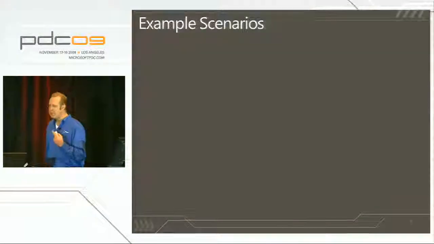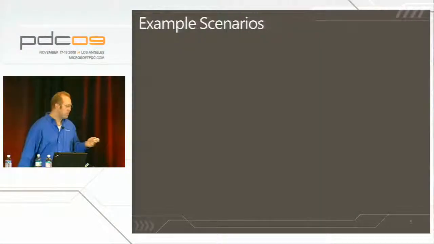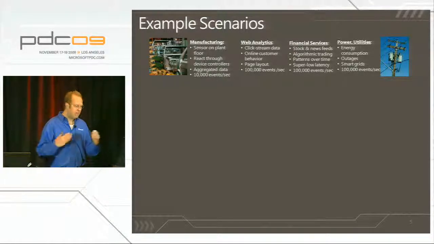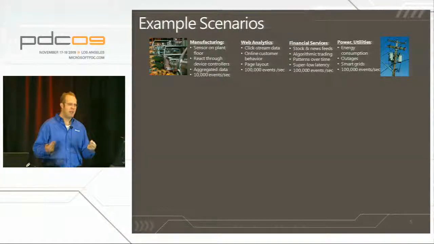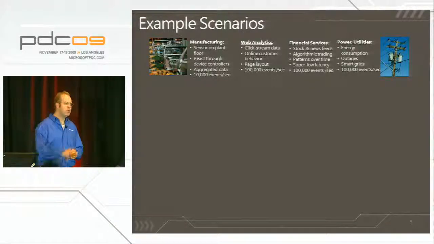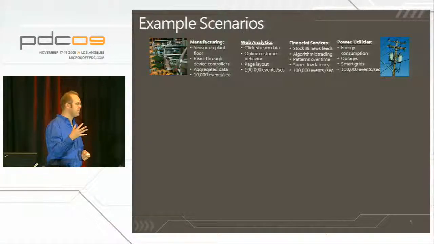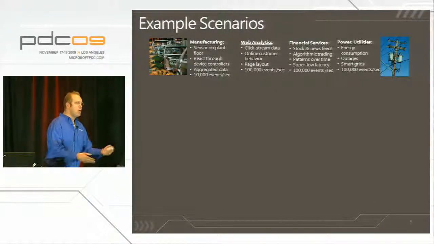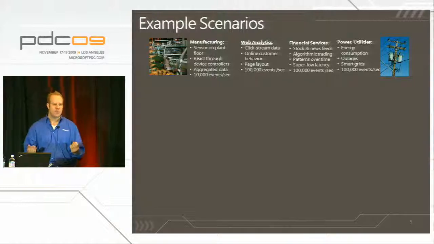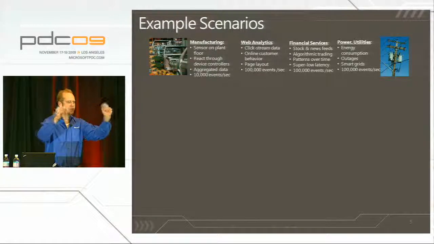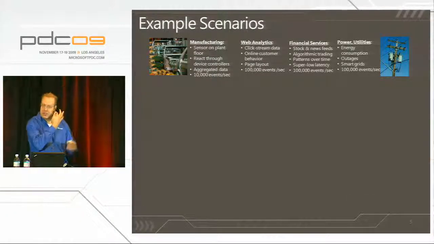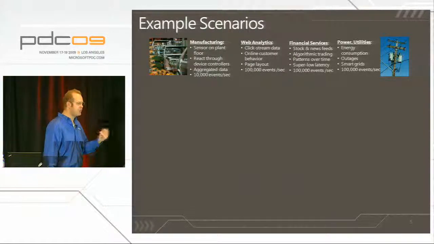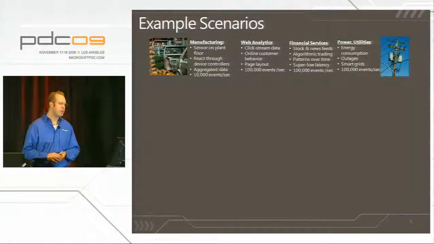Let's look into some of those scenarios with a bit more detail. Somewhat randomly, I picked these four: manufacturing, web analytics, financial services, and power and utilities. If you look at manufacturing, we were already looking at an example previously where you have a piece of equipment, and you want to monitor it. In order to do that, you instrument it first. You put a couple of sensors on that piece of equipment, on the asset. And these sensors are generating a constant stream of data that give you information about the flow, pressure, and temperature that you're running that piece of equipment with.